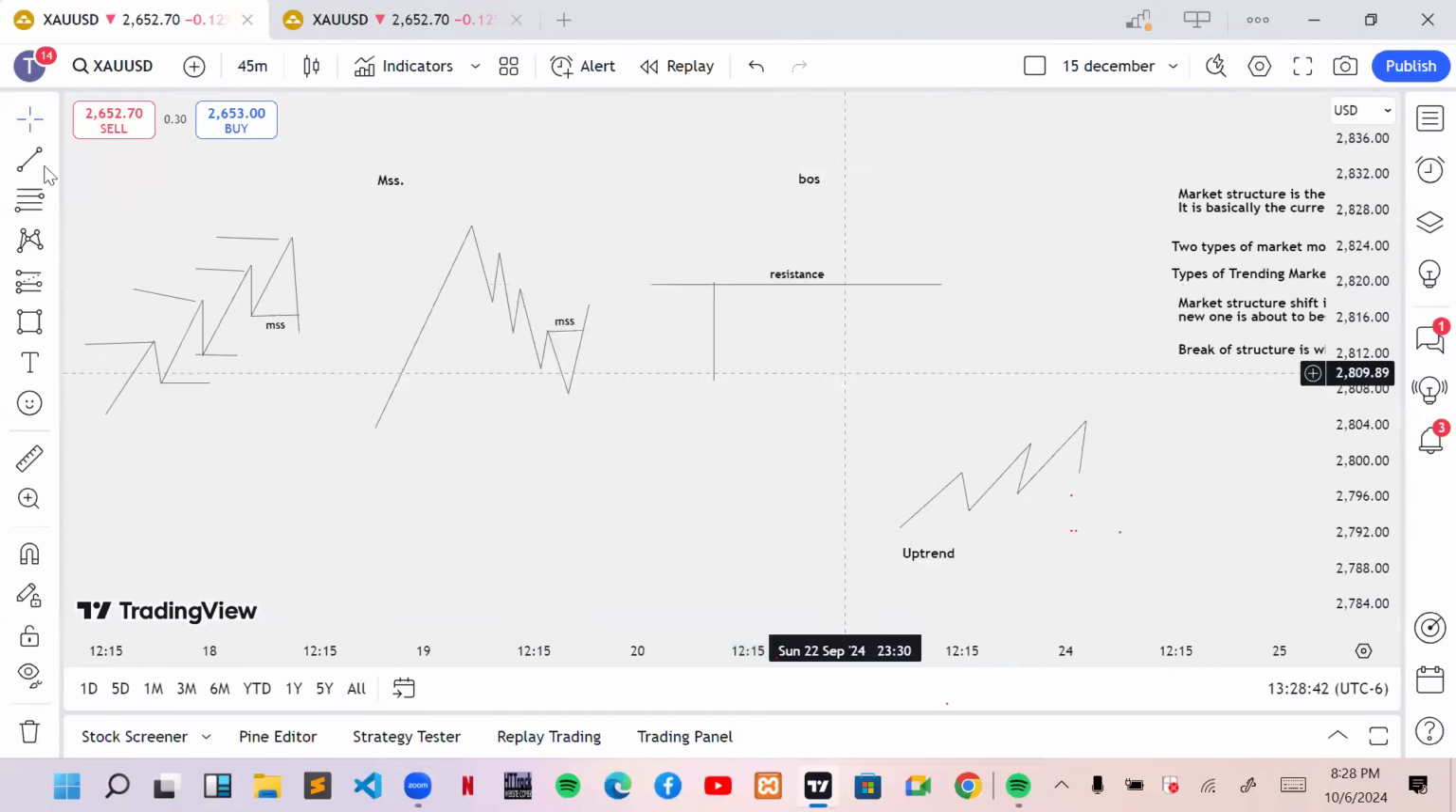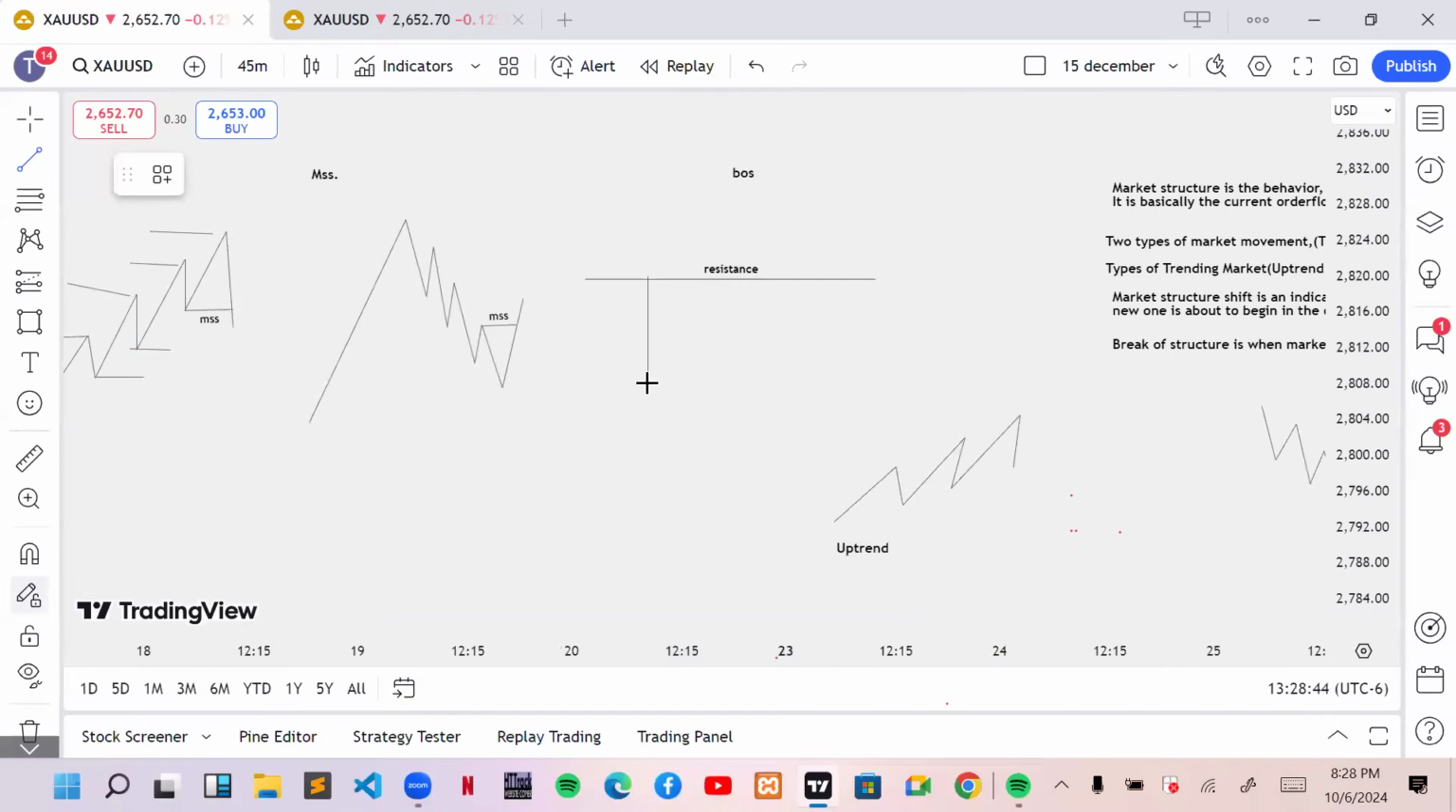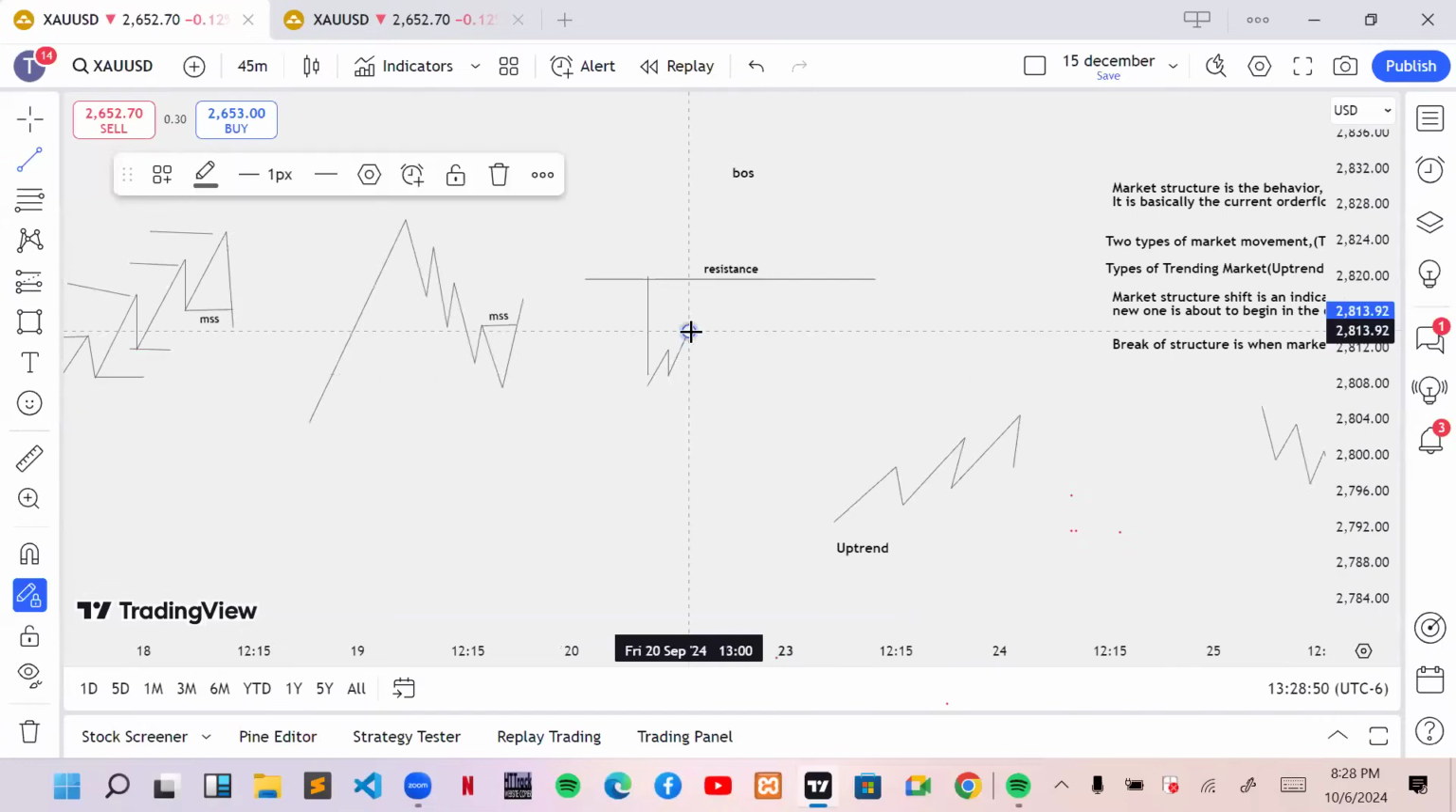Then price happens to be on an uptrend, which is the market making a series of higher highs and higher lows, higher highs and higher lows. Then something like this will happen.